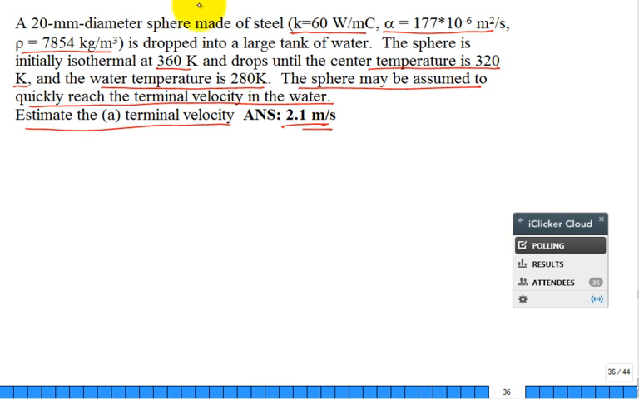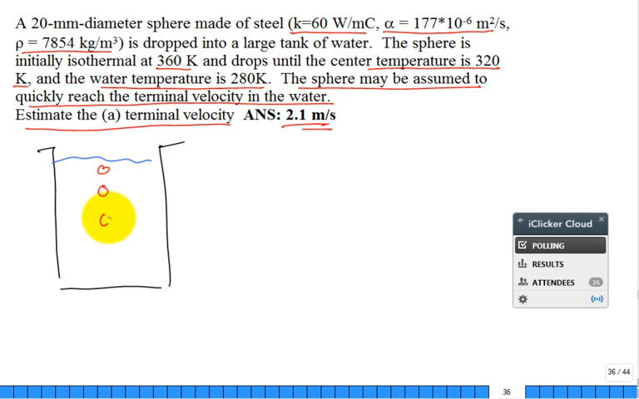So a big tank, you got filled with water. You drop the hot sphere and it starts to go. And after a while, the velocity is constant. It's called the terminal velocity. How would you get the terminal velocity? Review of fluid mechanics.